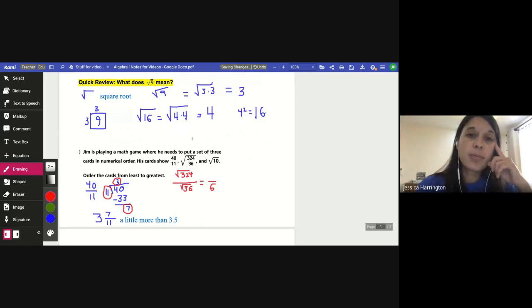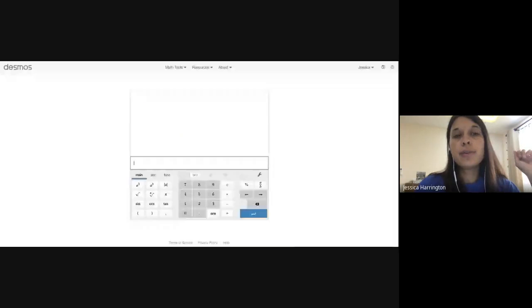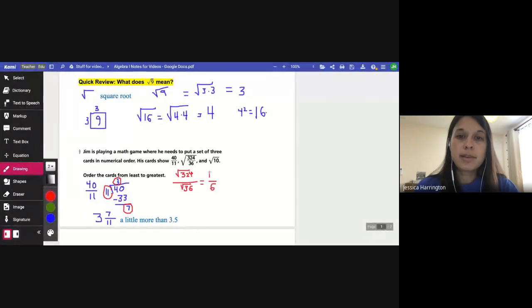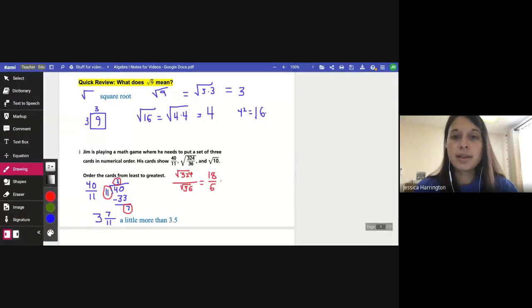Okay, and then for the top one, instead of guessing and checking, I'm going to use a quick calculator. I suggest you use the desmos.com scientific calculator. You can look up Desmos scientific calculator and it looks like this. So let's see, what is the square root of 324? Well, here it is, 18. So I'm going to go back. Now I know the top number is 18. Well, what's 18 divided by 6? That's easy. I know that one. That's 3.